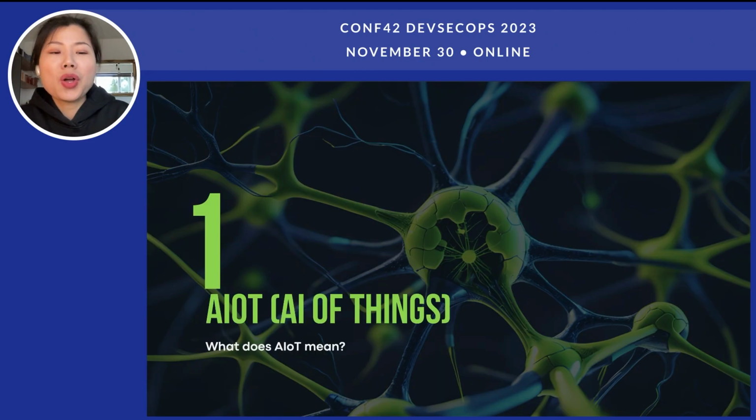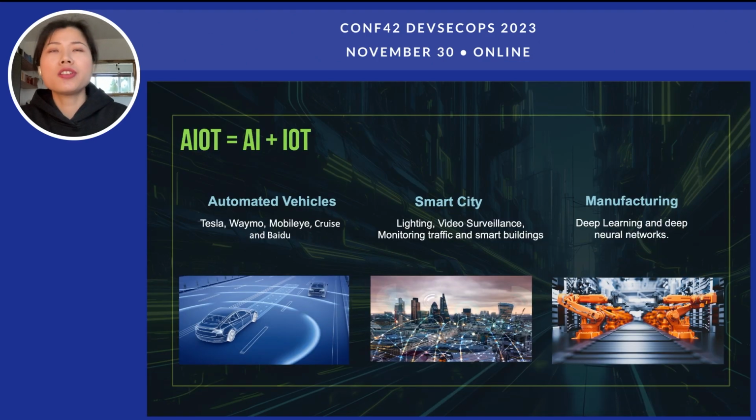First, we will talk about what AIoT means. It's just a new term. It means artificial intelligence in IoT. For example, automated vehicles like Tesla, Waymo, etc. And smart cities, where our company, Lighting, is a leader, as well as video surveillance, traffic monitoring, and smart buildings. For manufacturing, we take advantage of deep learning and deep neural networks on the production line to do quality checks.